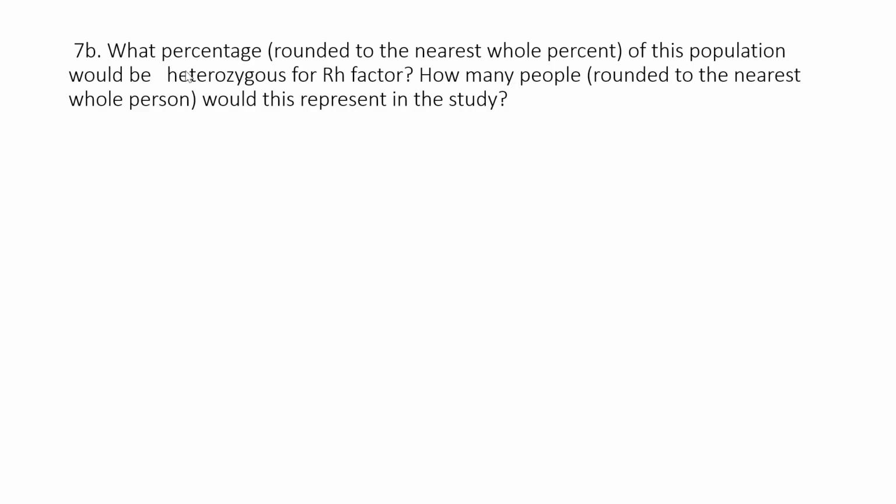Okay, 7b: what percentage, to the nearest whole percent, of this population would be heterozygous for the Rh factor? Heterozygous, of course, is represented by 2pq in the formula. That's what they're asking for, and they want this in percentage. So let's make sure we calculate all that. There is a second part of this question, but before we move on, let's do that first part here.